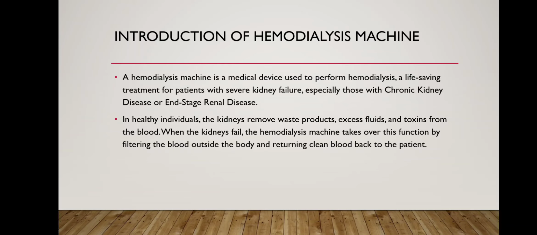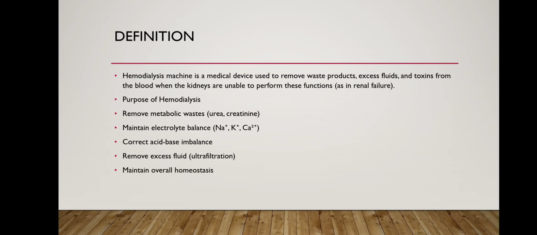Next, detailed definition of the hemodialysis machine. A hemodialysis machine is a medical device used to remove waste products, excess fluid, and toxins from the blood. When the kidneys are unable to perform these functions, as in renal failure, the purpose of the hemodialysis machine is to remove metabolic waste like urea and creatinine, maintain electrolyte balance like potassium, calcium, sodium, and correct the acid-base imbalance. It removes excess fluid by ultrafiltration and maintains overall homeostasis.